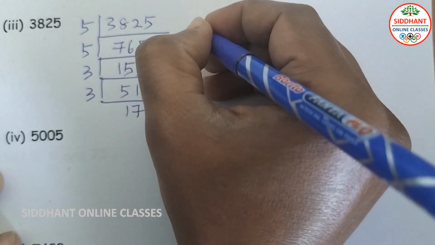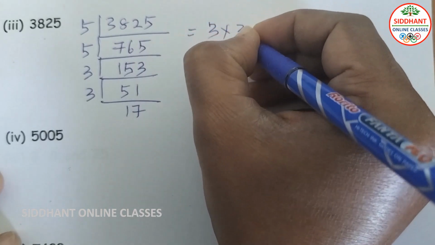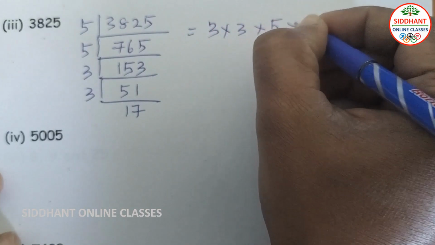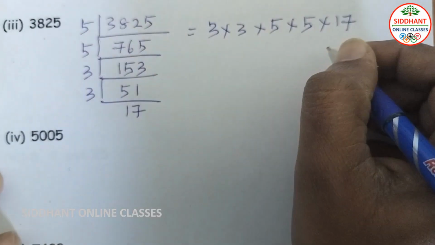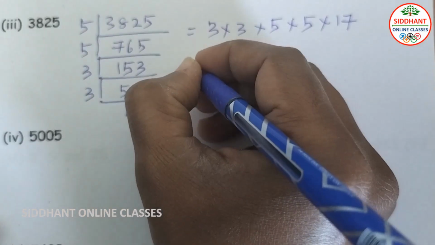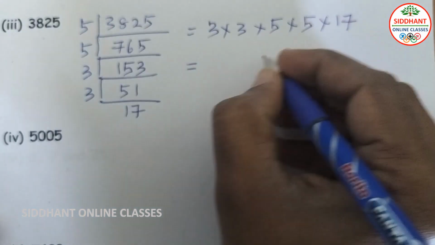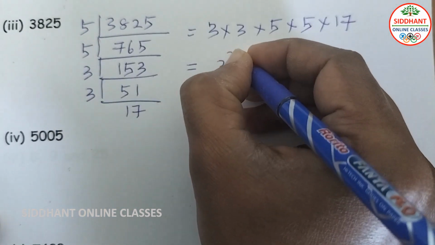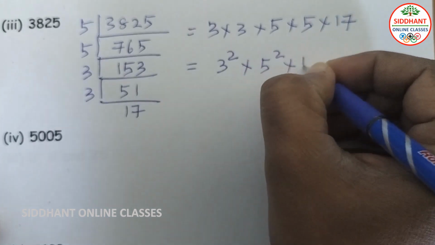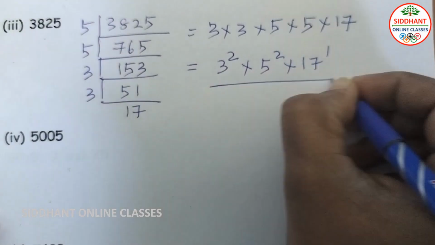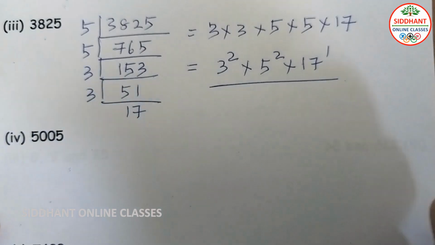So the factors are 3 into 3 into 5 into 5 into 17, writing in ascending order of the factors so it is easy to understand. With powers, that is 3 to the power of 2, 5 to the power of 2 into 17 to the power of 1. So this is the product of prime factors of 3825.